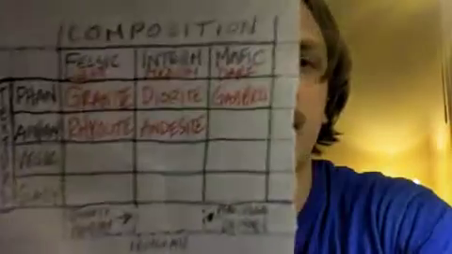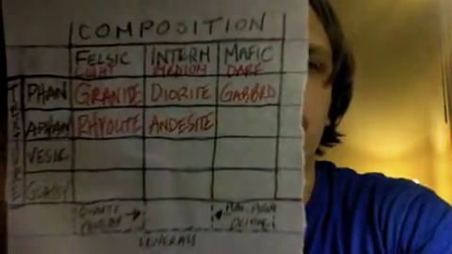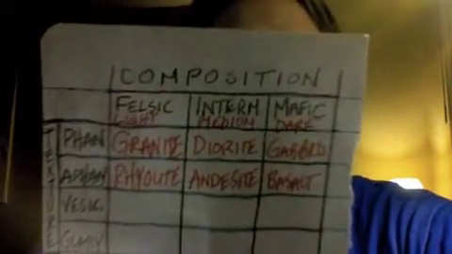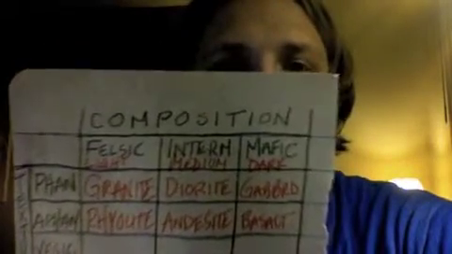A-N-D-E-S-I-T-E. Andesite. Fine grained, intermediate colored. Probably like a grayish color, medium gray. And lastly, fine-grained mafic, aphanitic and mafic, dark colored. We have basalt. If you haven't heard of basalt before, you're going to hear it a lot in this class. We're going to start talking about it more and more and more. But basalt is very fine-grained and very dark in color, like a solid black.